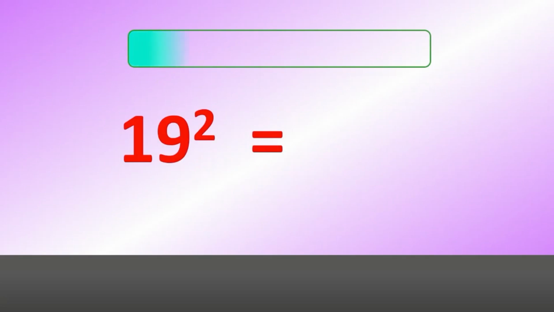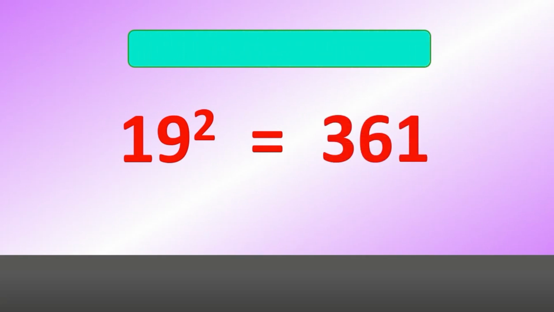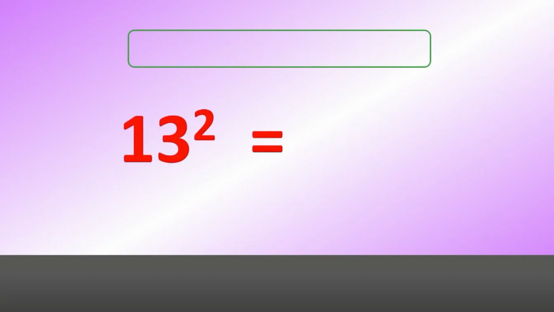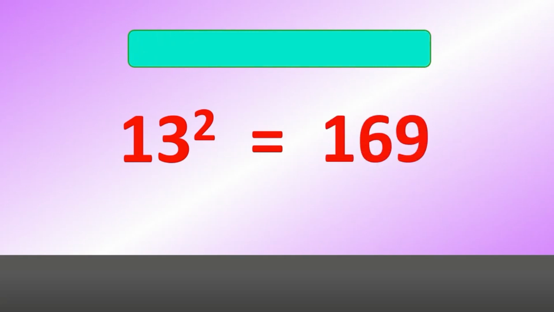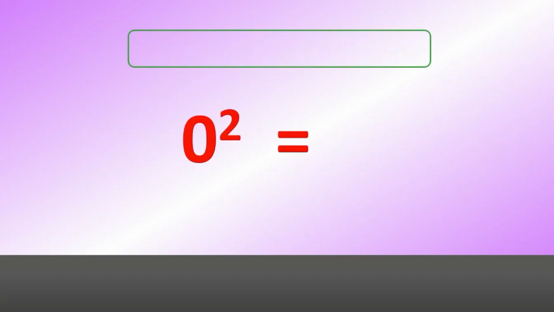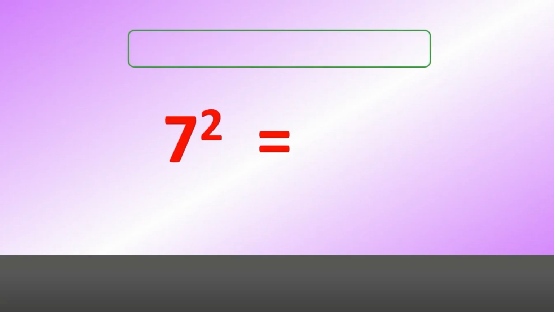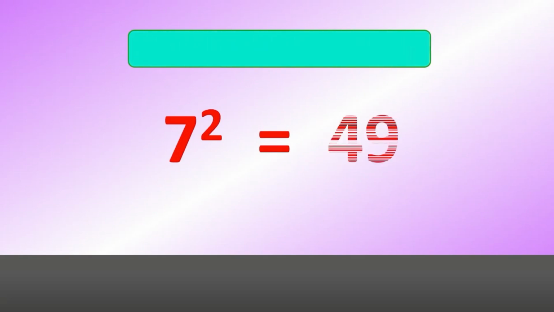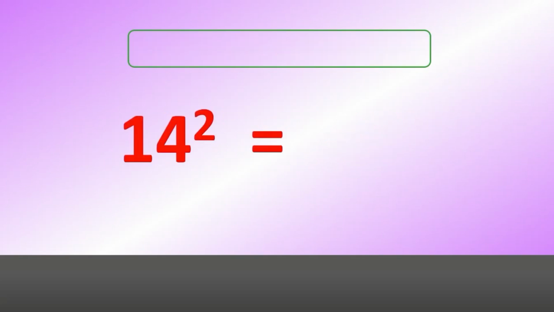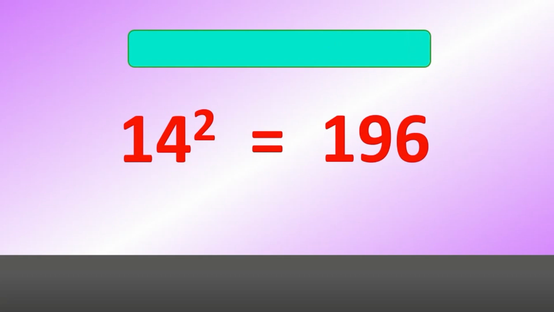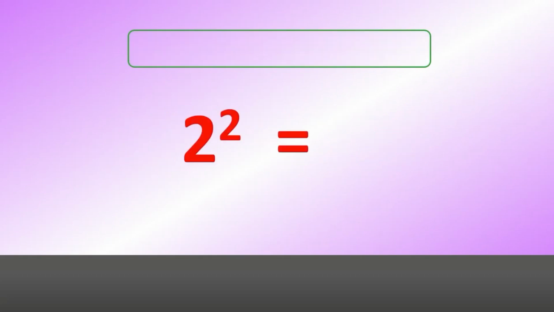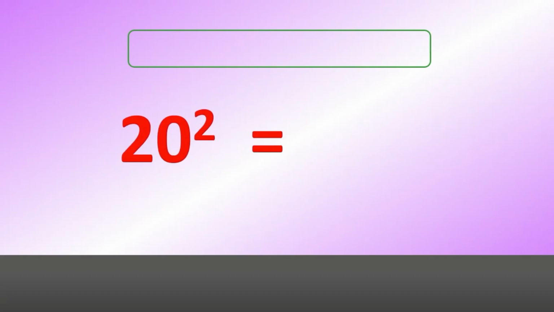19 squared is 361. 13 squared is 169. 0 squared is 0. 7 squared is 49. 14 squared is 196. 2 squared is 4.